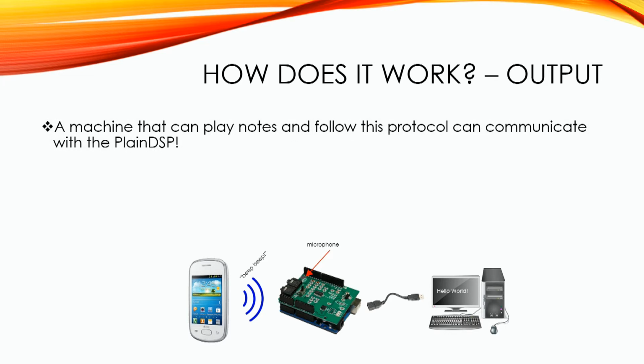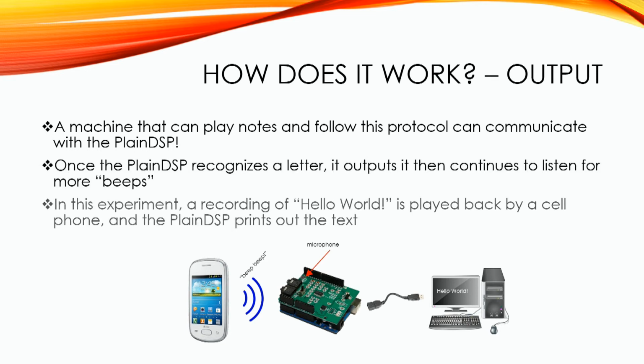So what can we do with this? Well, we can use machines to communicate to other machines over audio. This is actually a pretty old concept, but it's kind of fun to do this with the PlainDSP and pretty much any audio device or any device that can play audio. So in our case, again, we used a cell phone so that it could spit out a sequence of tones, use the PlainDSP to take that in, and then trigger some sort of event. In our case, translate it to text.